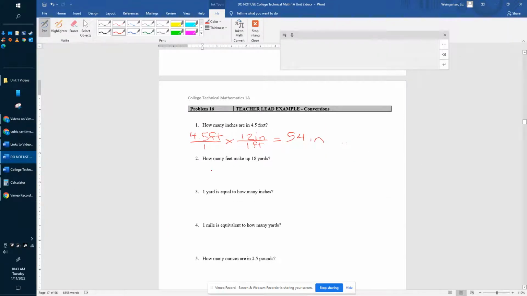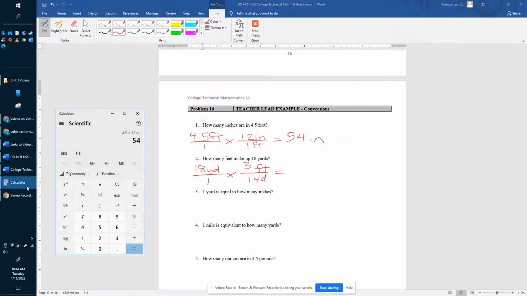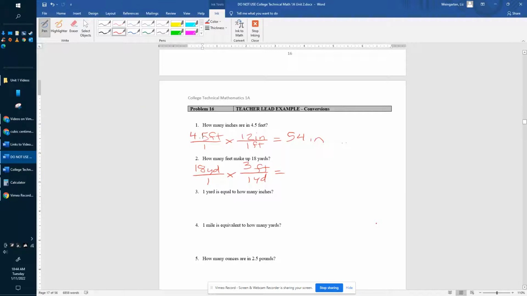How many feet are in 18 yards? So we'll do 18 yards over 1 times, we'll want yards on the bottom, feet on top. How many feet are in 1 yard? There are 3. 18 times 3 is 54. Who knew we would get 54 again?